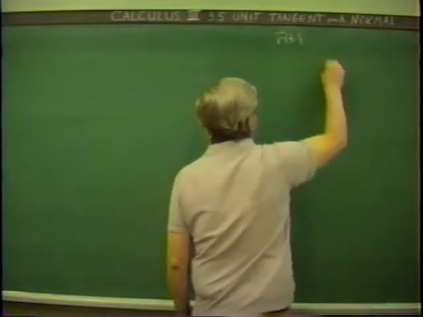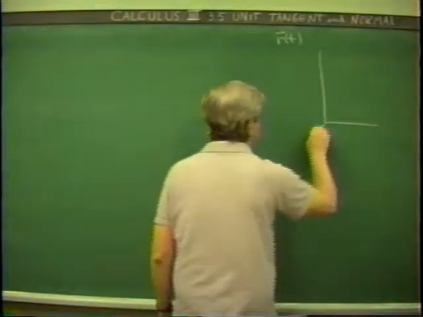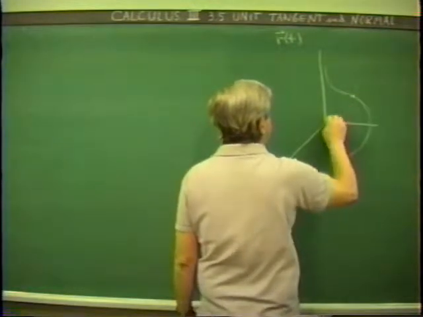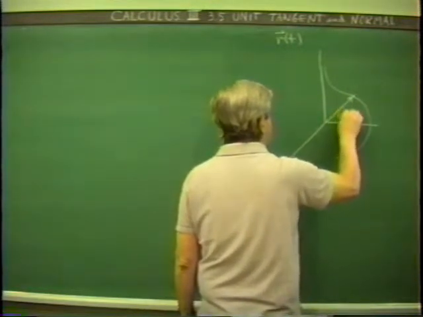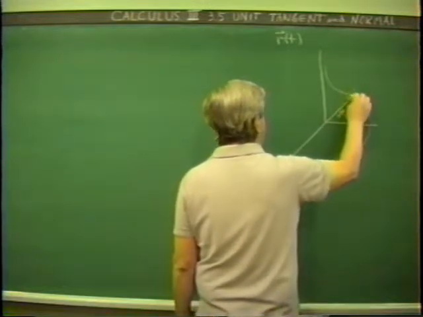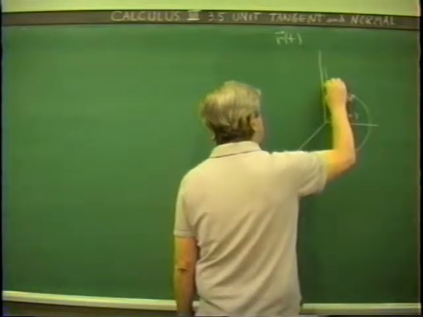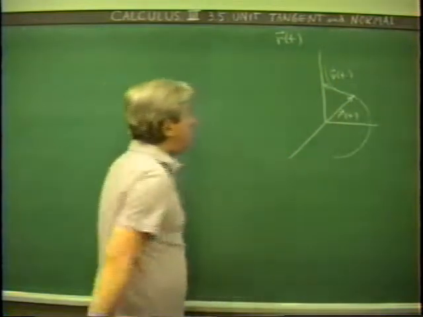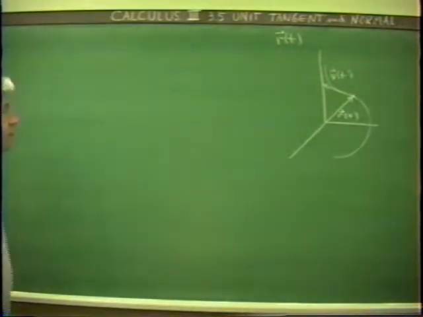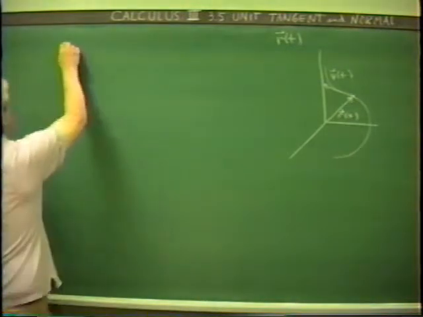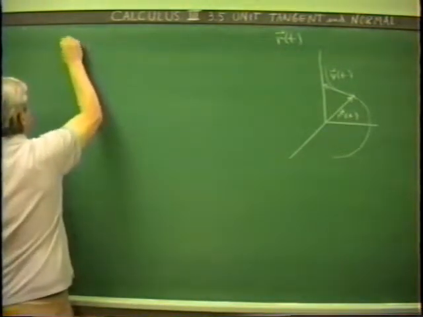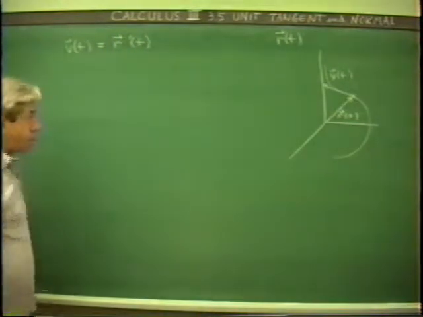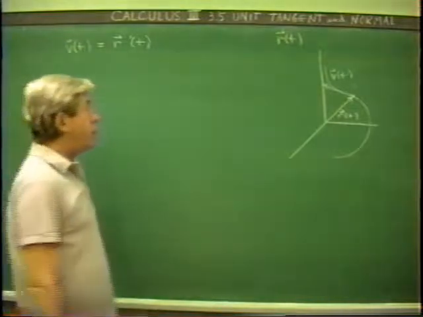We wish to consider r of t describing motion again here in three-dimensional space. Perhaps something like this. And this then is r of t at time t. v of t points in the direction of the motion. v of t is given by the derivative of r of t.